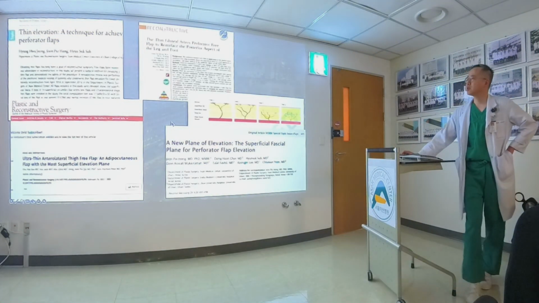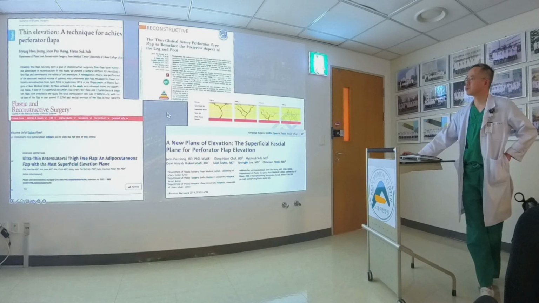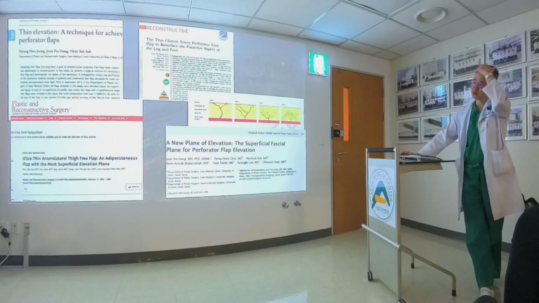So ALT was our workhorse flap. We used it for every case. Sometimes when muscle is needed, we use muscle. And the vastus lateralis muscle was also harvested with the skin flap. And we used it for very many cases.